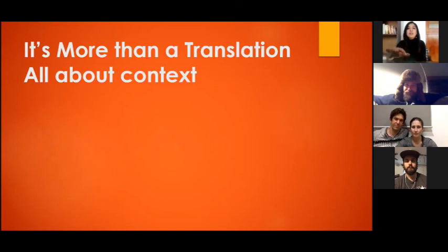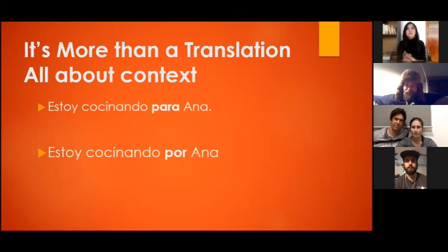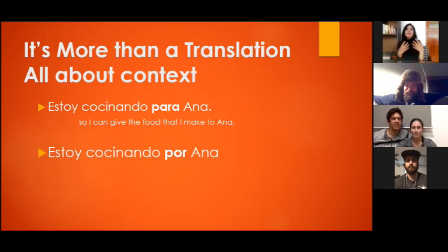Okay, one example that I want to show you is, for example, estoy cocinando para Ana and estoy cocinando por Ana. Very different things, but if you look at translation, both will say I'm cooking for Ana. But this one, it's like I'm cooking for Ana so Ana can get the food that I make. So the final recipient, the person that's gonna get what I'm cooking at the end, is Ana.